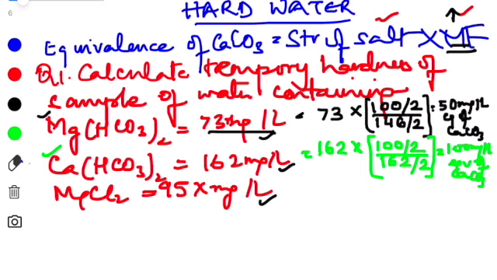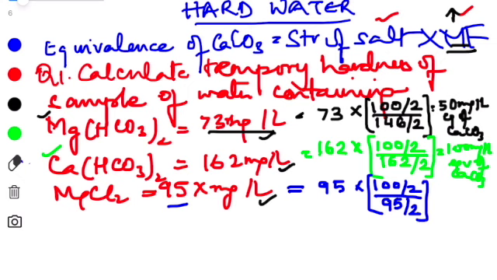Last of all, I come to magnesium chloride. This is equal to 95, which is the concentration given over here, multiplied by what? The multiplication factor. And what is that? 100 upon 2 divided by the equivalent weight of magnesium chloride, which is 95, the molar mass of magnesium chloride, divided by 2. So what do I get over here? After solving this, I get 100 milligrams per liter equivalence of calcium carbonate.